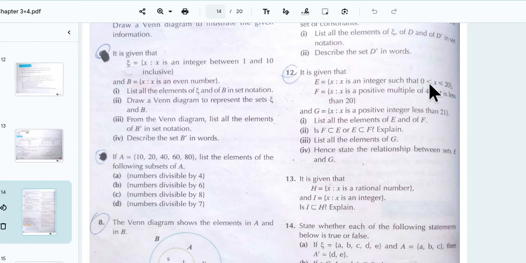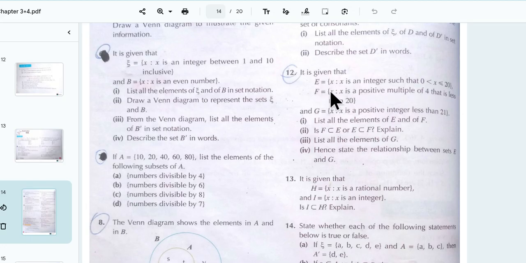All the numbers greater than 0. X is a number which is greater than 0. So 1 is the number which is greater than 0. Starting from number 1, 2, 3, 4, 5, 6, 7, 8, 9, 10, 11, 12, 13, 14, 15, 16, 17, 18, 19 and all the numbers less than 20. So less than 20 gives 19, but there is also equality, so that means 20 is also inclusive. 19 and the very next number, that is 20. Okay, this is the set E.